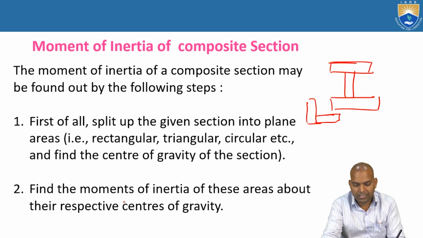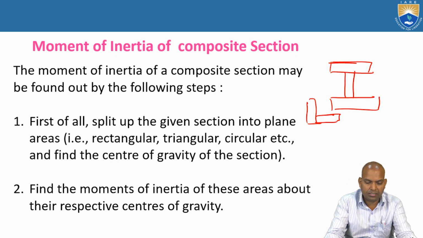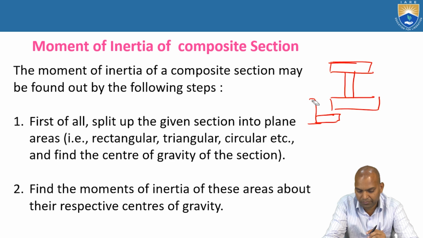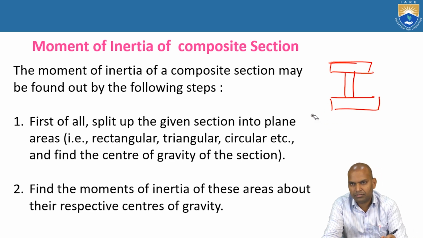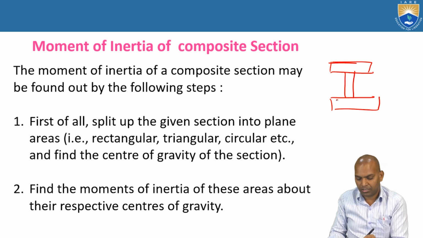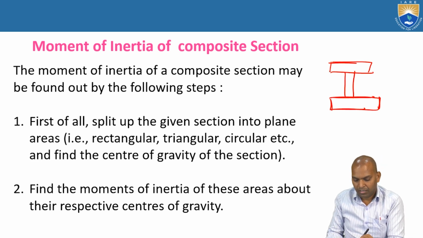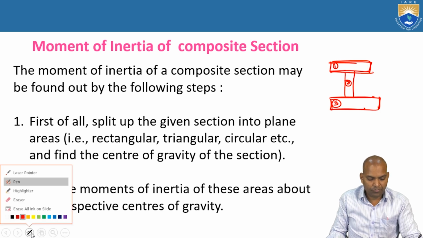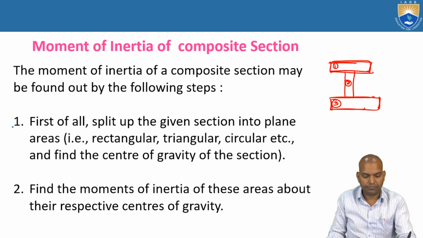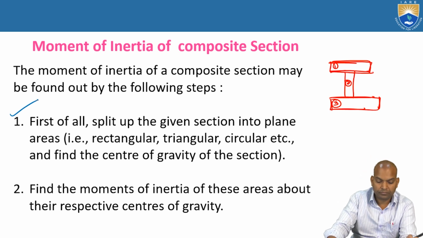Suppose we consider an I section. To help you understand these steps better, I consider the I section. This I section is split up into various sections: section 1, section 2, and section 3. After splitting up, what to do? We have to find out the center of gravity of this I section. That is step 1.